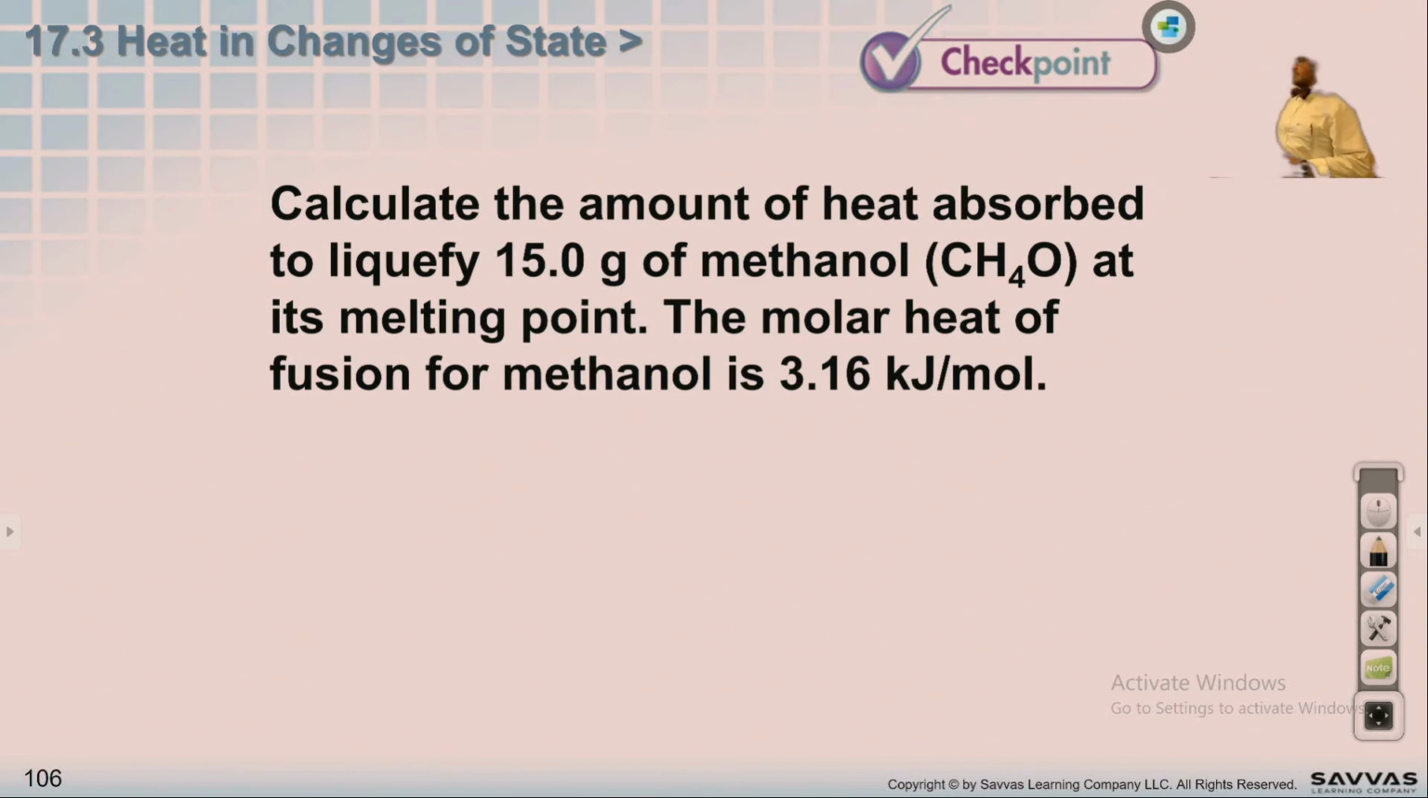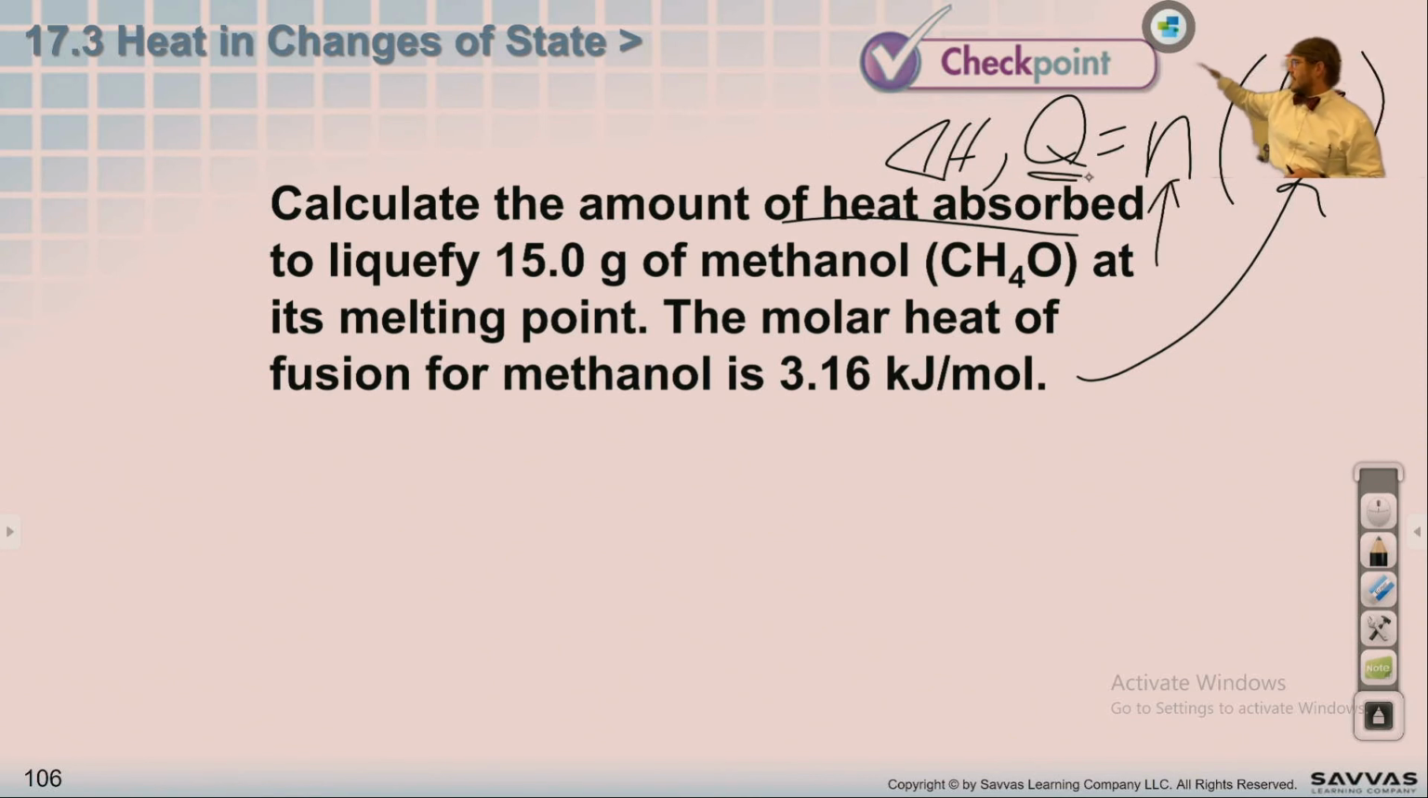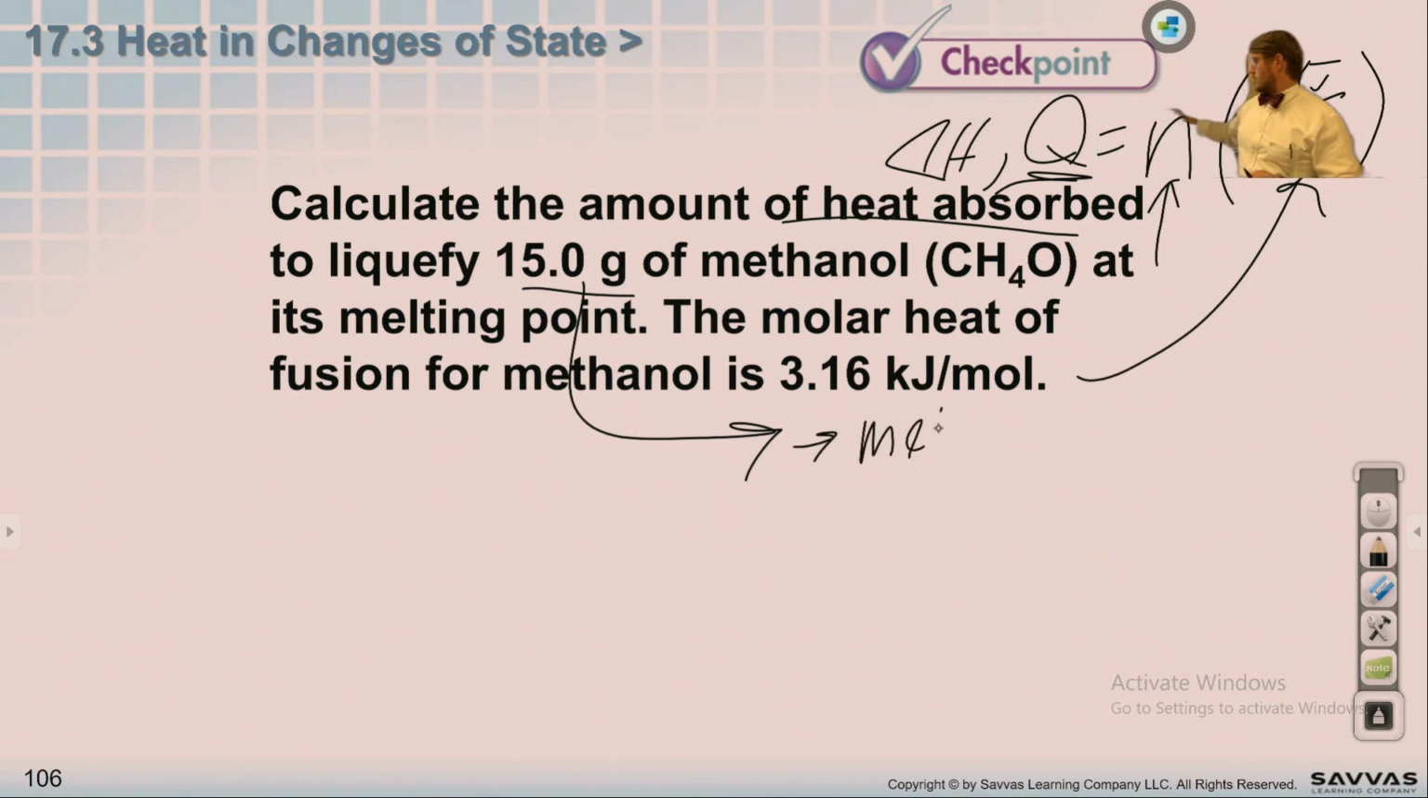Calculate the amount of heat absorbed to liquefy 15 grams of methanol at the melting point, if the molar heat of fusion of methanol is 3.16 kilojoules per mole. So we're going to find the amount of heat absorbed. Heat is that delta H value, or also the Q. So we're going to plug that into n times this kilojoules per mole value, the H fus. But first we need moles to find Q. Number of moles, well, we have grams. Convert grams into moles. And then we plug it in, multiply the two numbers, and we get Q.